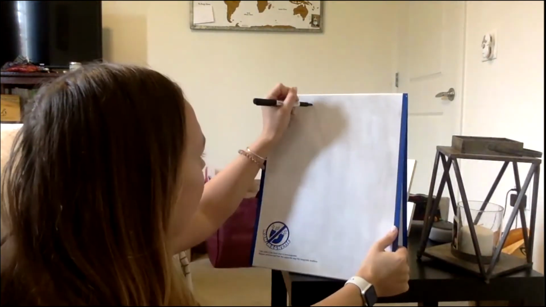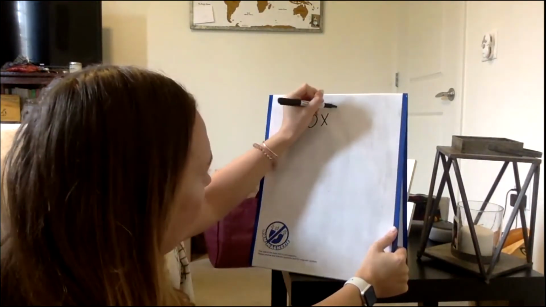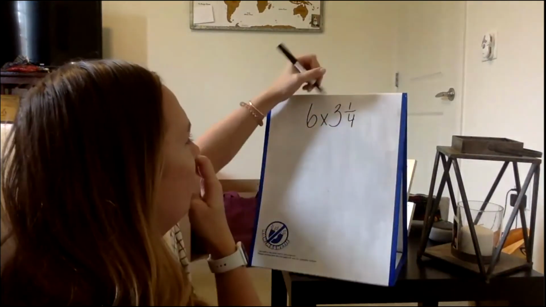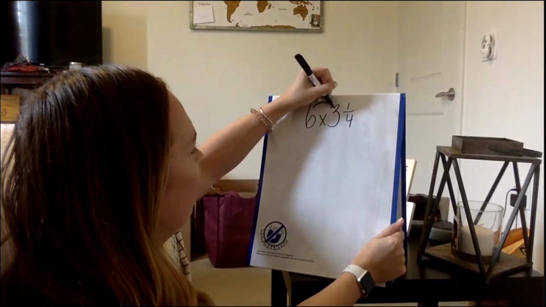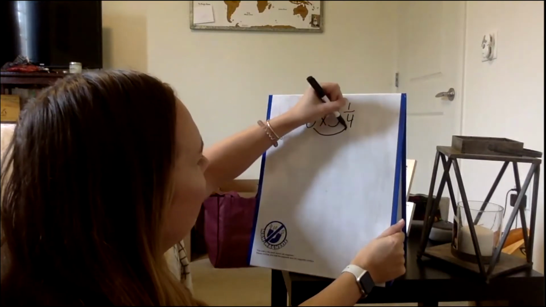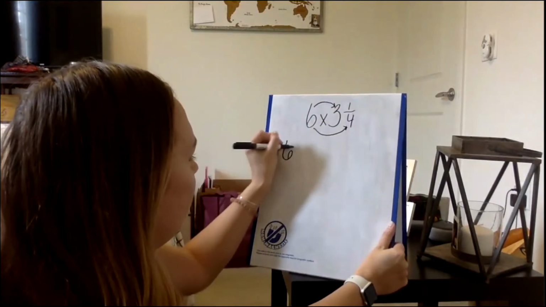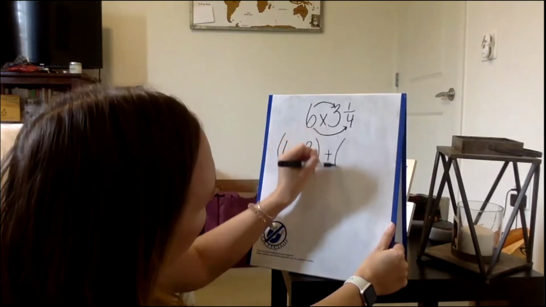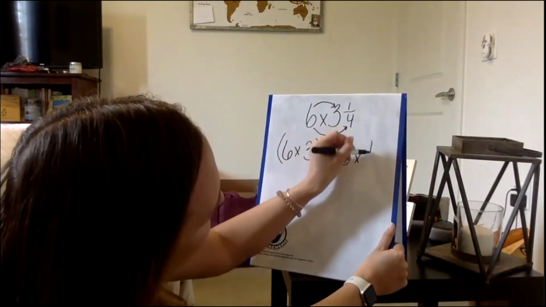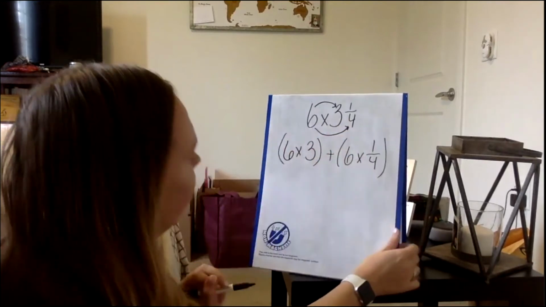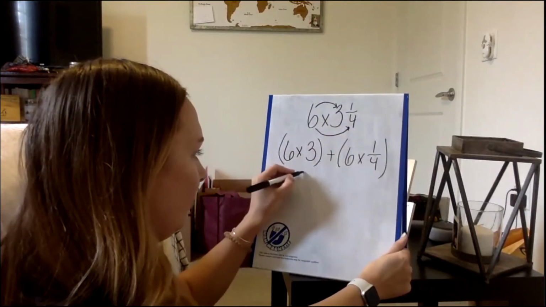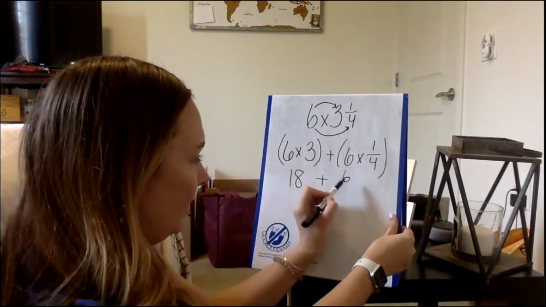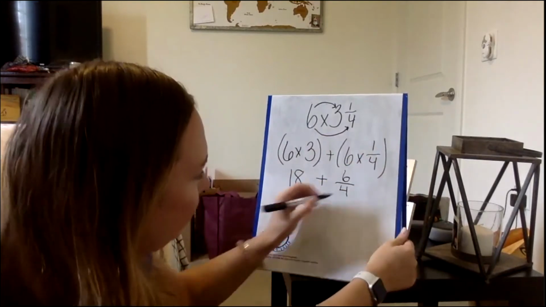We have 6 times 3 and 1/4. So I'm going to multiply my 6 to my 3 and to my 1/4. So 6 times 3 plus 6 times 1/4. 6 times 3 is 18. 6 times 1 is 6/4.